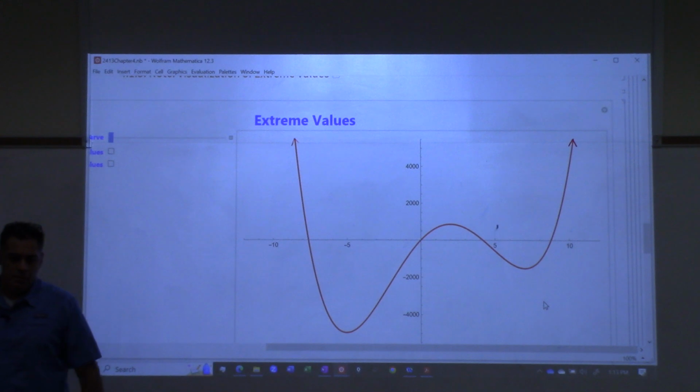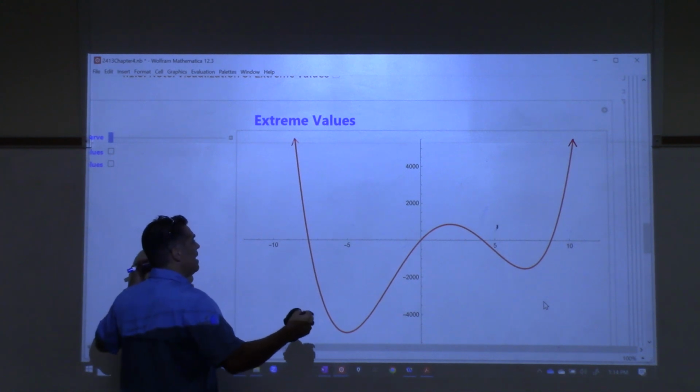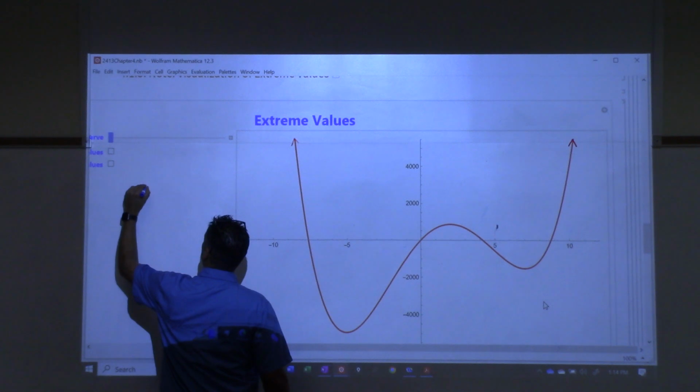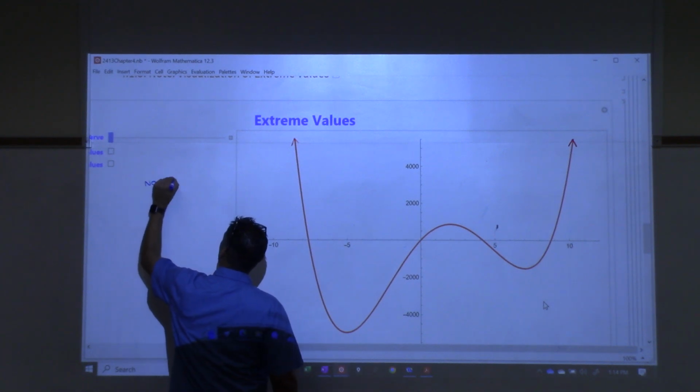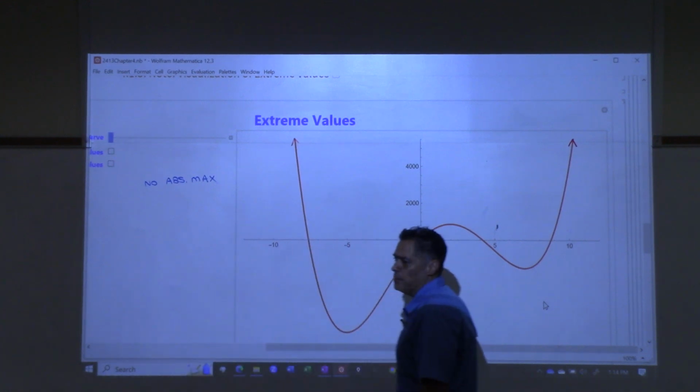Can you say infinity? The local max has to be a number. Oh, okay. Good idea, but for absolute max and mins and local max and mins, we can't have infinity as an answer. So we're going to say here, no absolute maximum. All right? We have no absolute maximum.